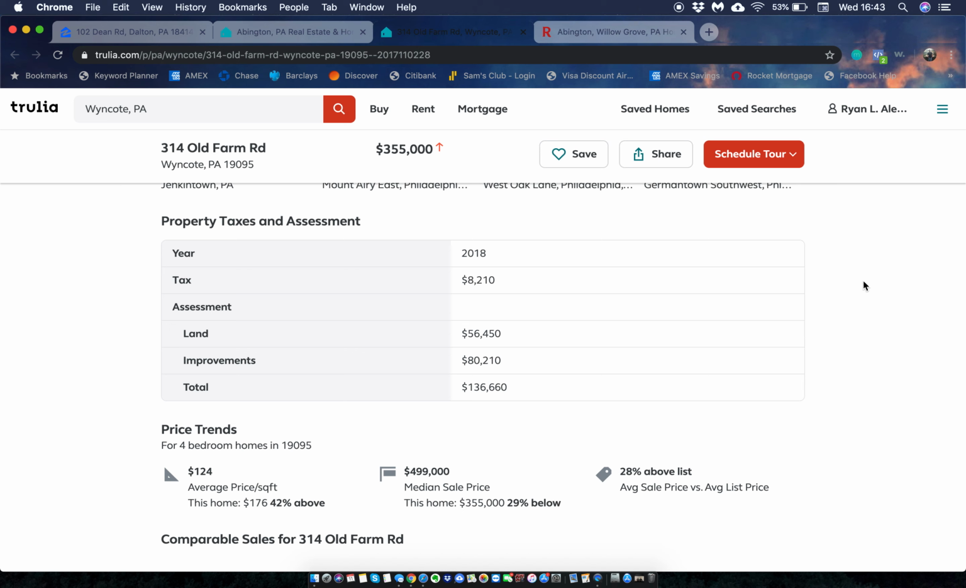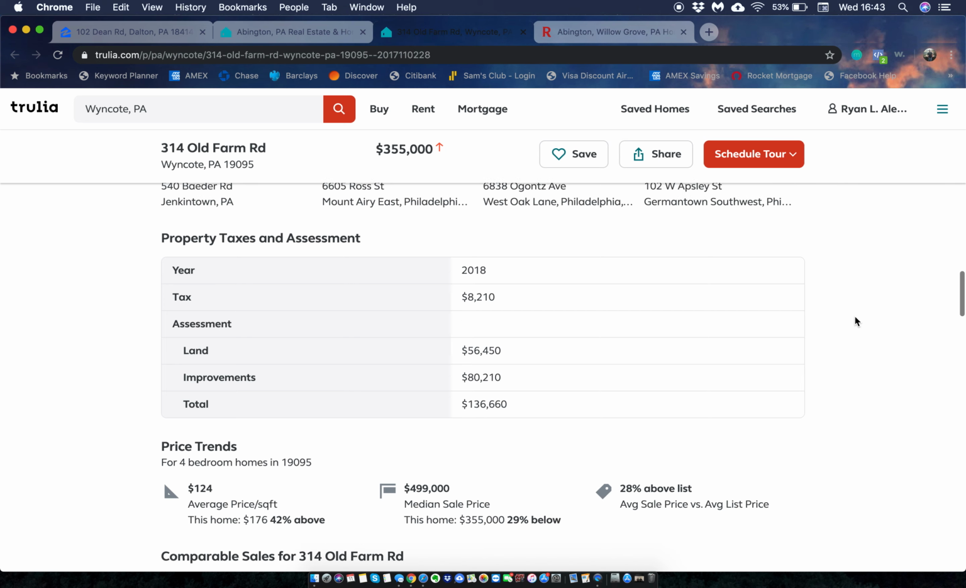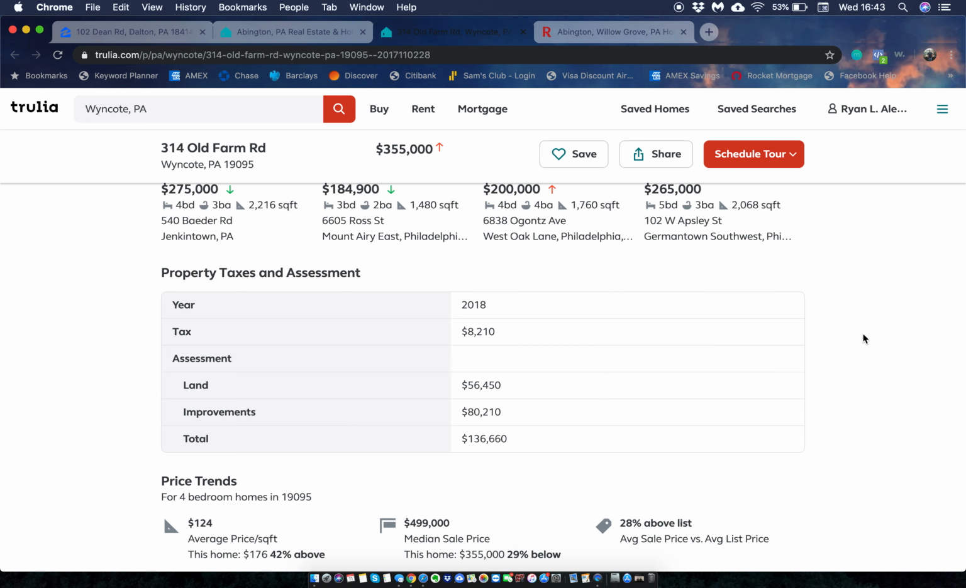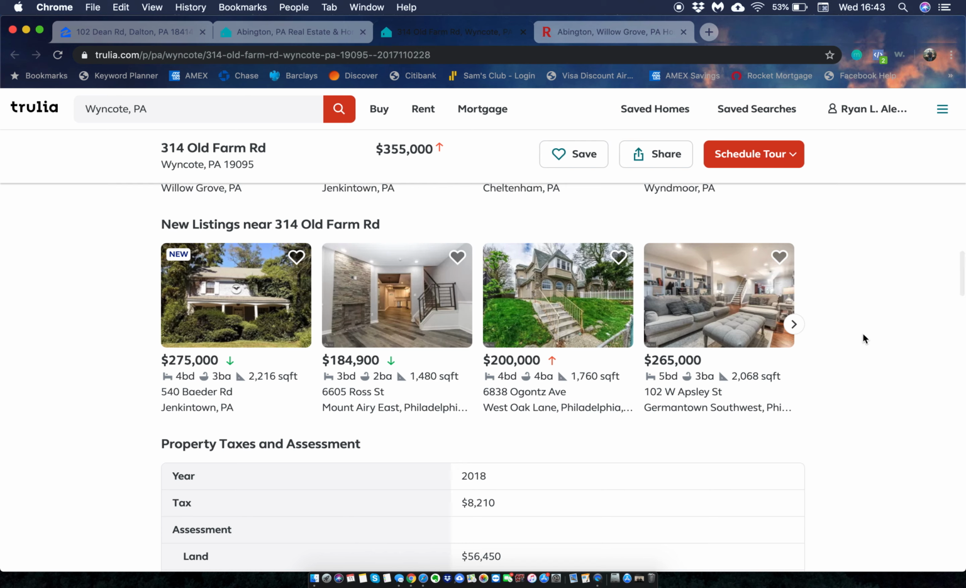Guys, you have to really think about that when you're buying a house, because on a monthly basis, this is significantly more money in taxes, which means your qualifying, or the house that you can afford to buy, is significantly less because of those taxes.